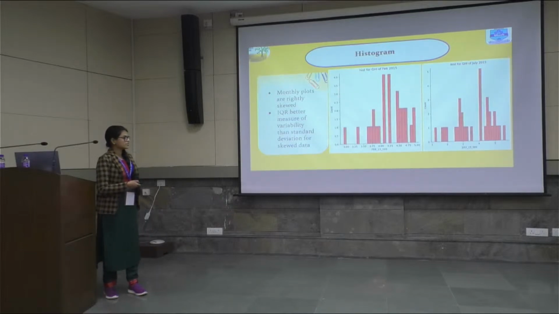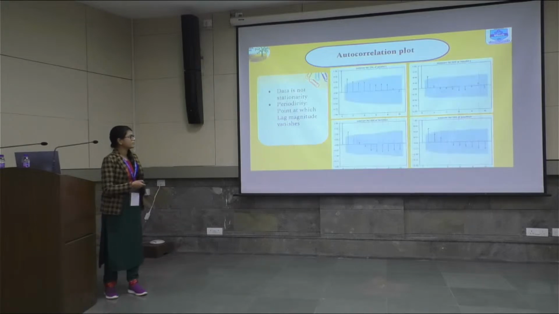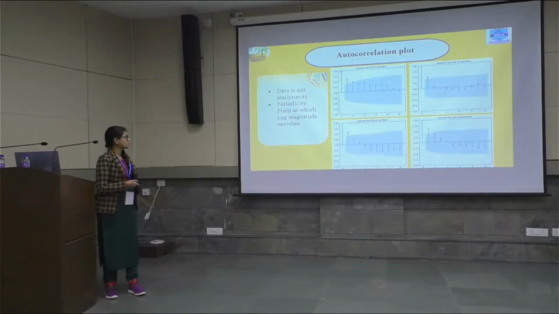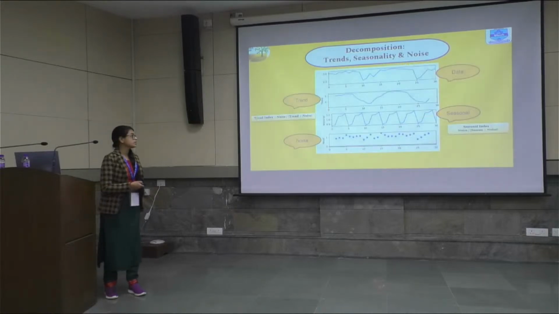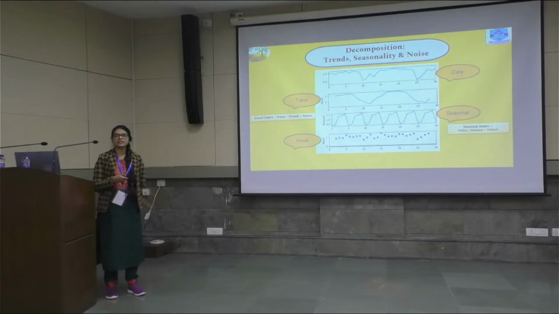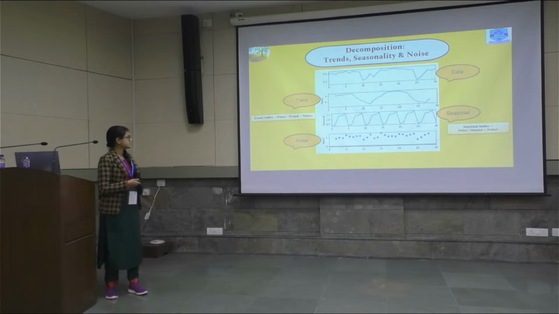From the histogram, we can see that there is a skewness in the data. And the autocorrelation plot, which is telling us about the periodicity in the graph, again is pointing out that the data is not stationary. There was a pattern which has to be decomposed. So the actual data, the trend, the seasonality, and the noise have been bifurcated.